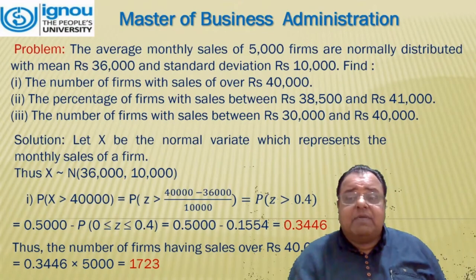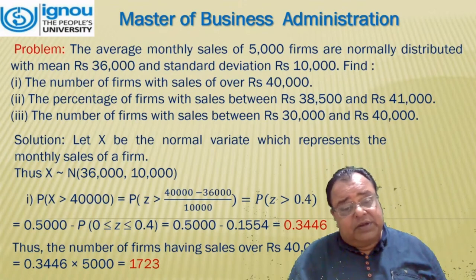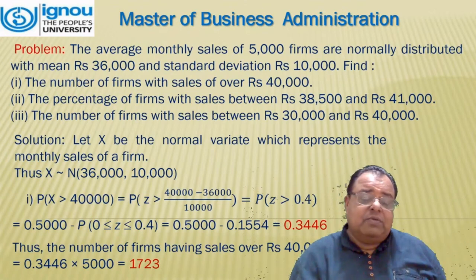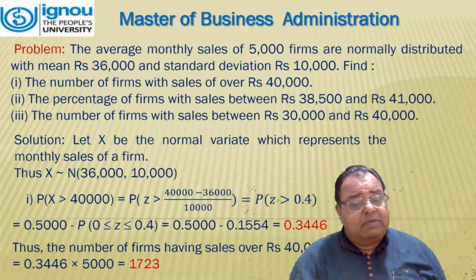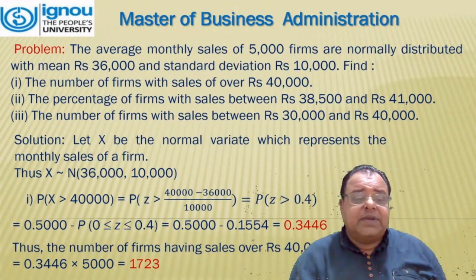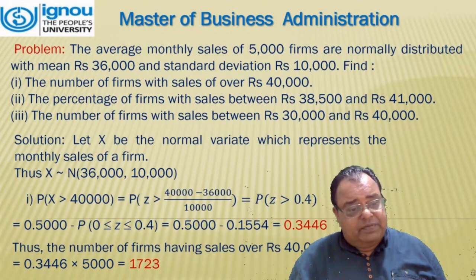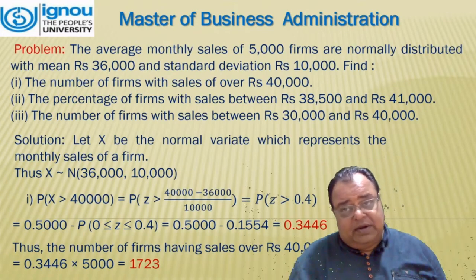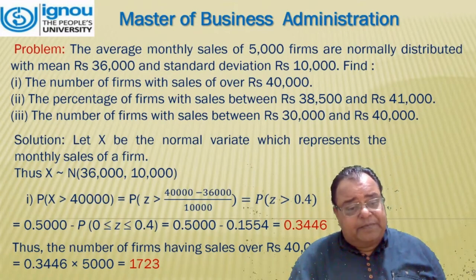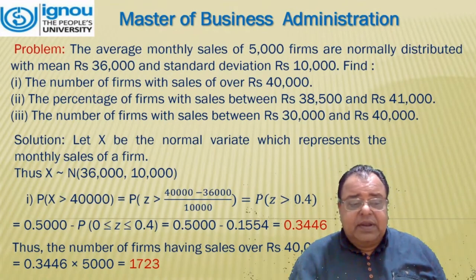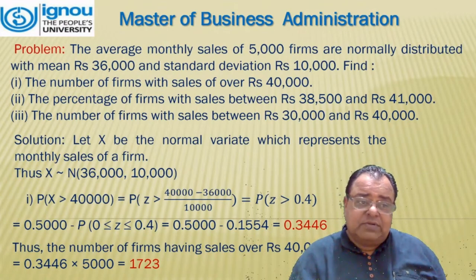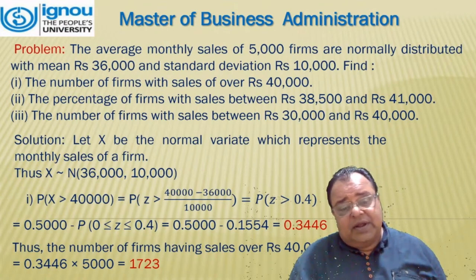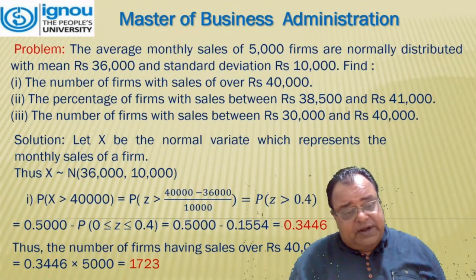Now, since this problem is related to normal distribution, we have to assume X to be a normal variate, which represents the monthly sales of a firm. Now, mathematically, what does this mean symbolically? X belongs to N(36,000, 10,000), where 36,000 is the mean and 10,000 is your standard deviation.